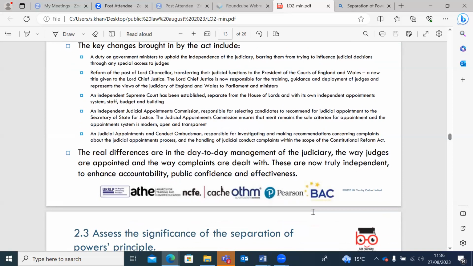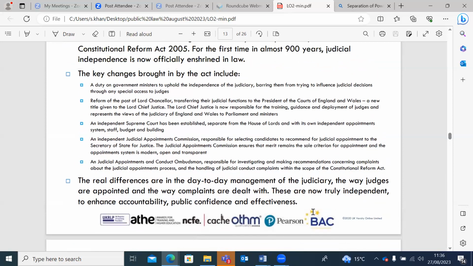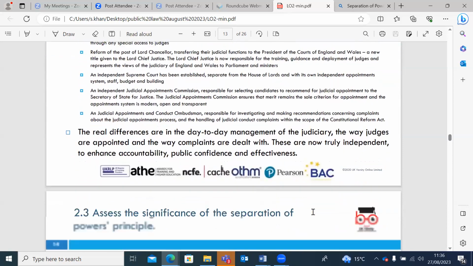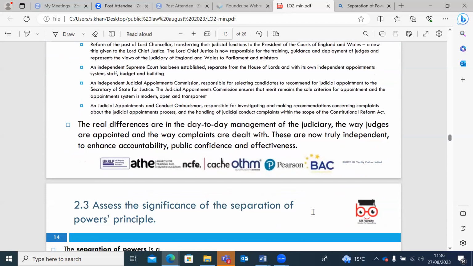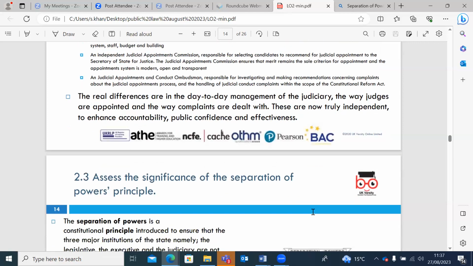So the Constitutional Reform Act 2005 actually brought in a lot of changes to try to make the judicial system more effective and more independent, so that people were able to rely on it more.